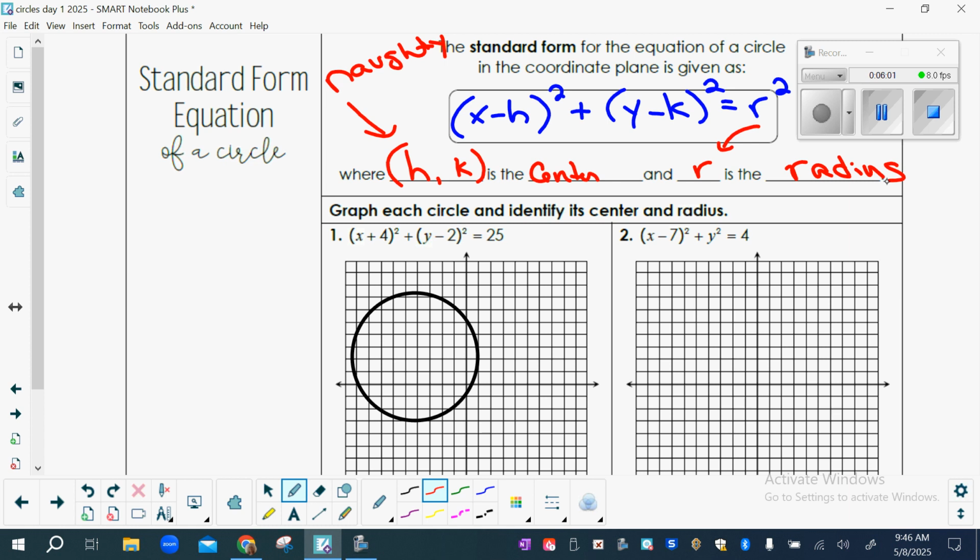How do we do the first one? We do this. Get your little pencil ready. You're going to put the center on. Our center is at -4, +2. So you're going to go over 4. Here we go. 1, 2, 3, 4, and up 2, 1, 2. That's our center. And we're not going to go out 25. That doesn't make any sense. We go out the square root of 25. So R on this one is 5. Go out 5 in every direction.